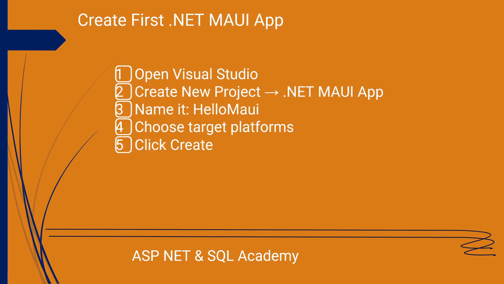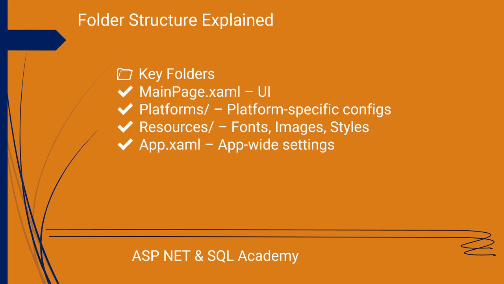Let us create our first app. Choose the .NET MAUI app template, name it, select your platforms, and create the project. Here is a quick look at the solution structure. MainPage contains the app UI, the Platforms folder has per platform config, and Resources hold your styles and assets.